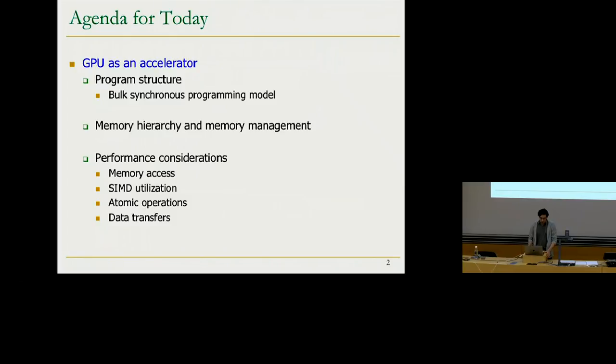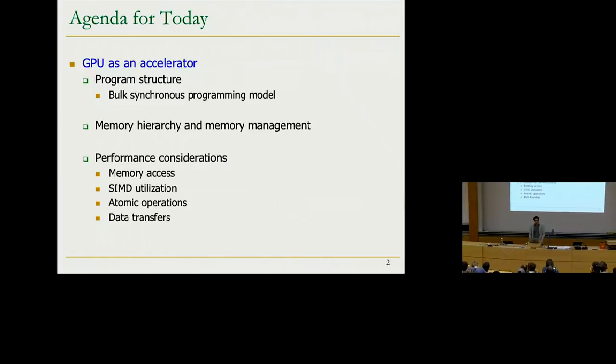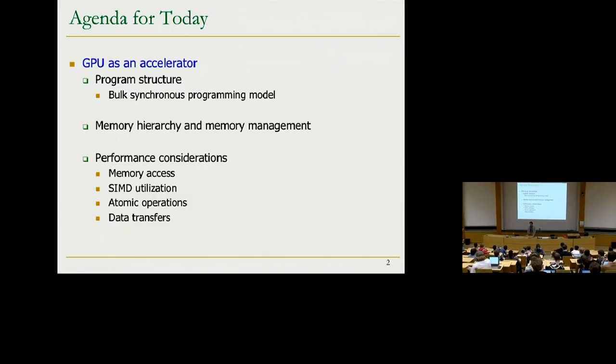We will talk about the program structure, so how these programs with CPUs and GPU are structured. We will talk about the memory hierarchy, what to do with memory in order to have efficient access to it, because this is one of the main bottlenecks still in GPUs. And finally, we will go through some other performance considerations, like how to improve the SIMD utilization in these GPUs, or other important things like the use of atomic operations or the data transfers.